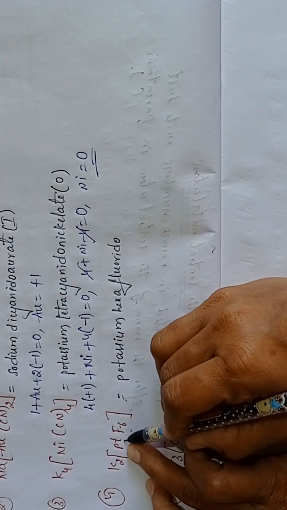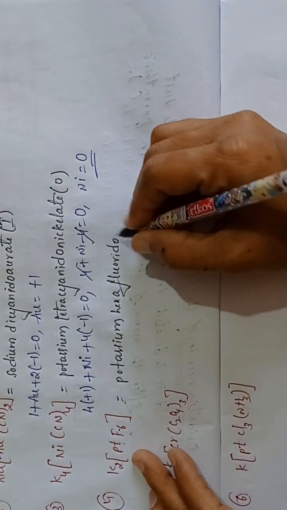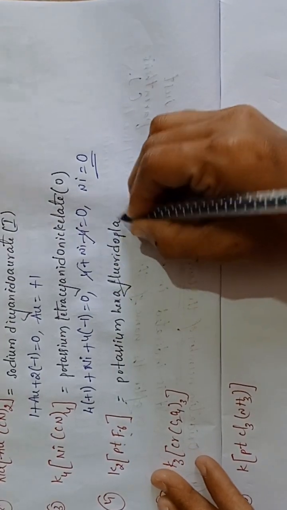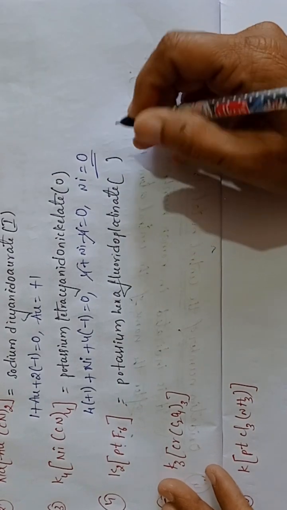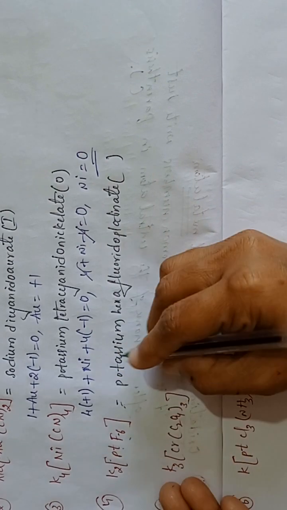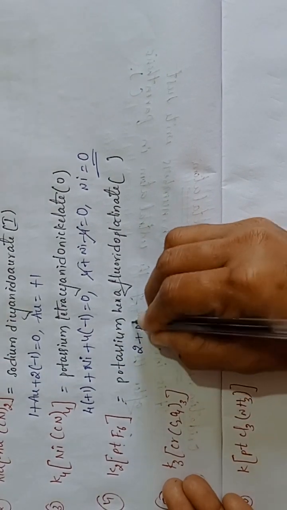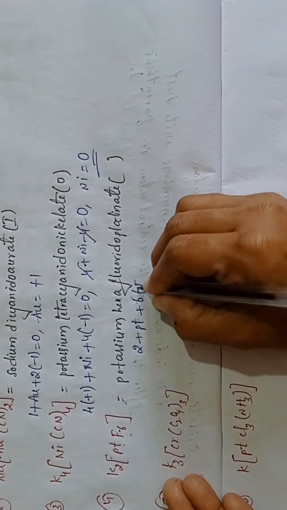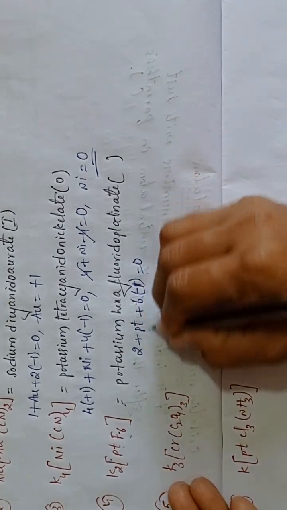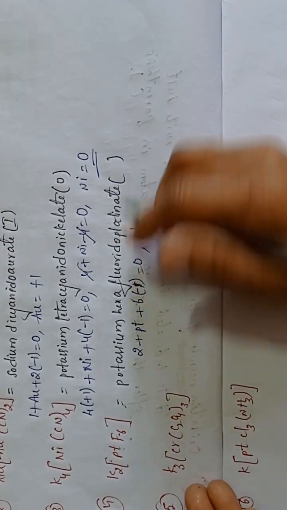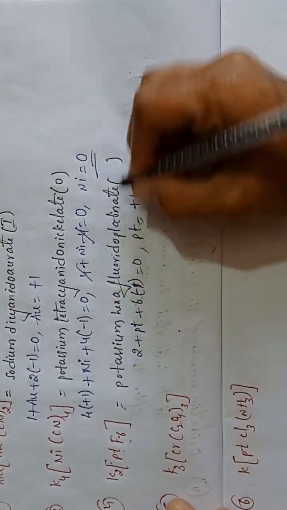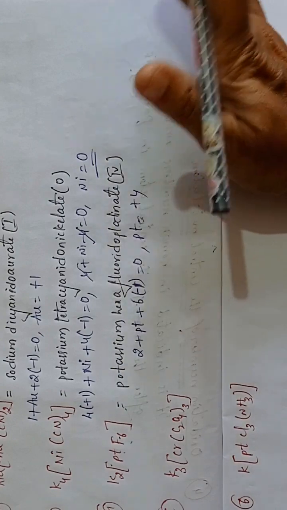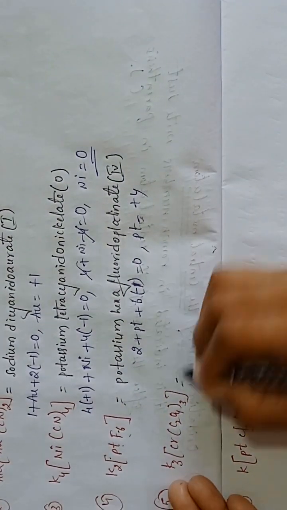Next, this is the name of the central metal atom, platinate. Clear? Oxidation number of the central metal atom. How much, students? We have to find it. 2 potassiums, 2 plus platinum, 6 fluorines, minus 1, equal to 0. Then platinum, how much, students? 2 minus 6, plus 4. Clear? Here platinum oxidation number is how much? 4. That you have to write in the bracket. Over. Okay.